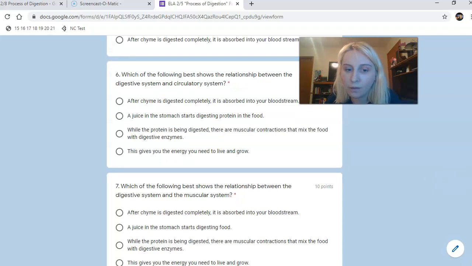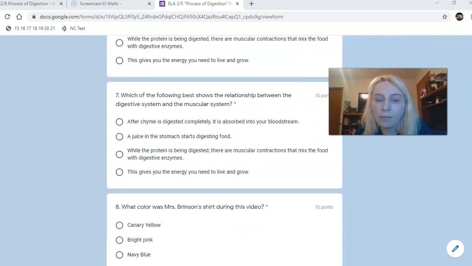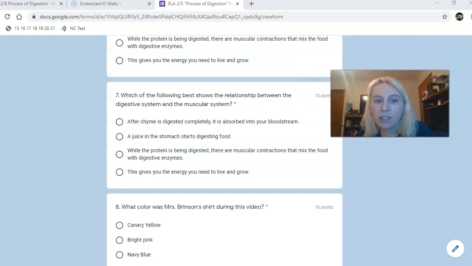Number 7. Which of the following best shows the relationship between the digestive system and the muscular system? So again, that digestive process of breaking down food into molecules that the body can use for energy, and the muscular system, which is referring to muscles in our body.